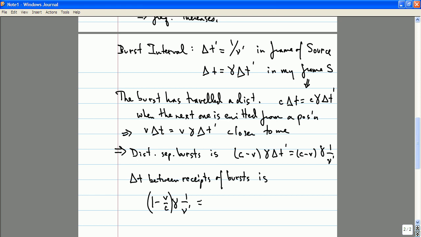Or let's write that out a little bit more explicitly. That's 1 minus v over c divided by the square root of 1 minus v squared over c squared times 1 over nu prime. And 1 minus v squared over c squared has another name. That's 1 minus v over c times 1 plus v over c. So we could rewrite this as the square root of 1 minus v over c divided by 1 plus v over c times 1 over nu prime.